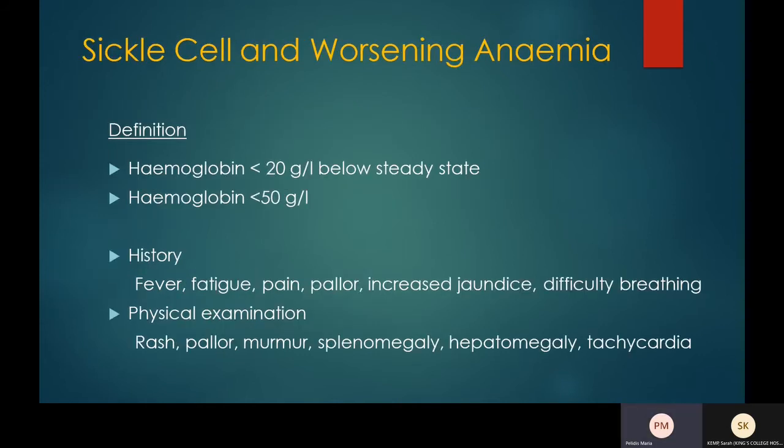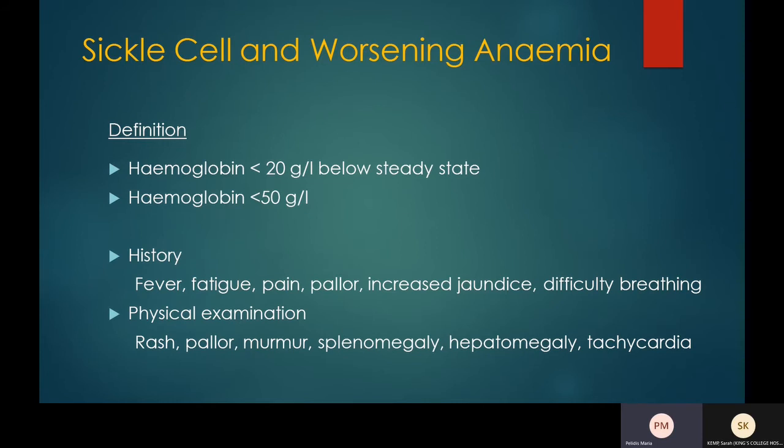Now, some patients, when they present to A&E, will have worsening anemia. How is this defined? Well, it's defined as a hemoglobin which is 20 grams per liter lower than the usual hemoglobin, or any hemoglobin less than 50 grams per liter. Now, obviously, patients don't come in and tell you that they have worsening anemia, but they will usually present sometimes with a fever, fatigue, worsening pain, pallor, increased jaundice, sometimes with difficulty breathing and dizziness.